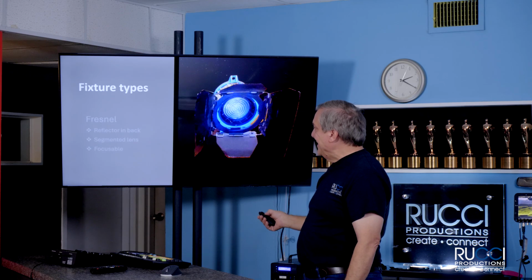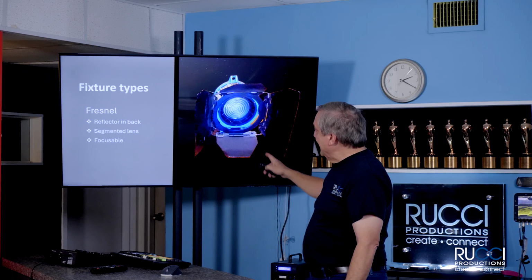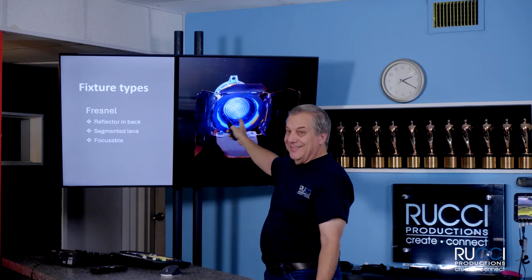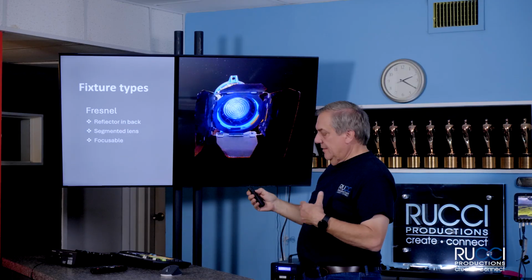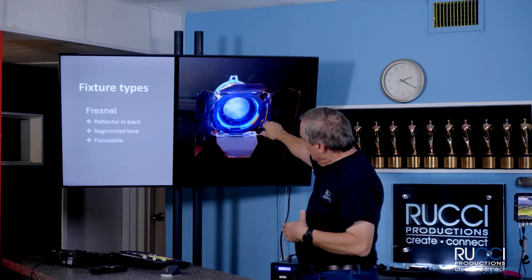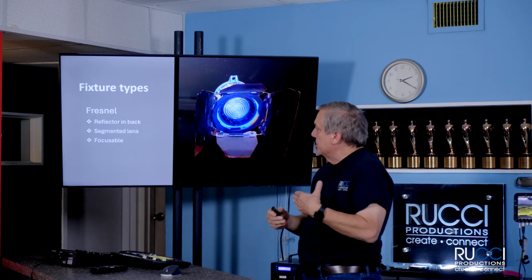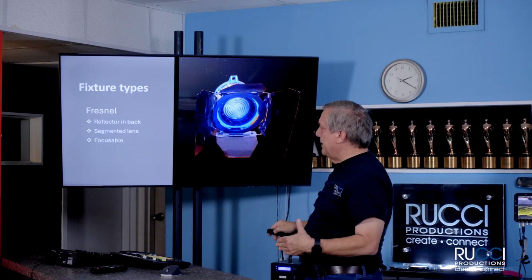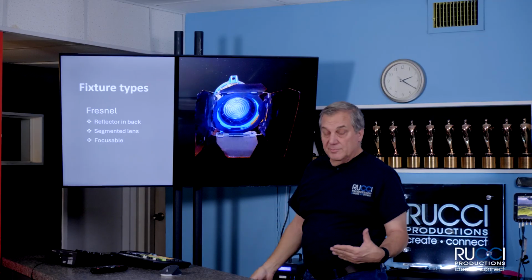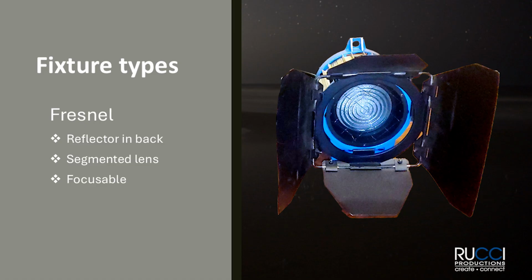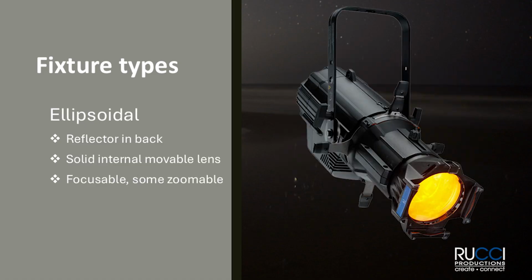Then this would be a Fresnel, which has a lens in front of it, usually glass, and it's a lens that's got rings because it's been kind of sliced up and recombined, so it's lighter. Those also have a reflector in the back, and they're also focusable, but those will create a sharper light because of the lens.